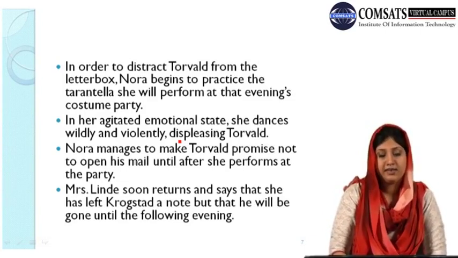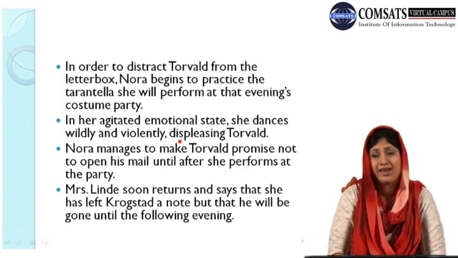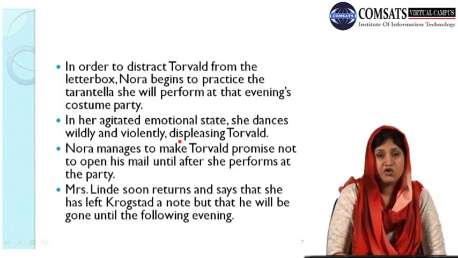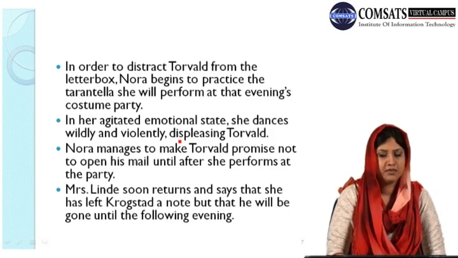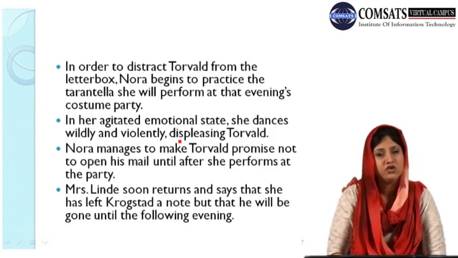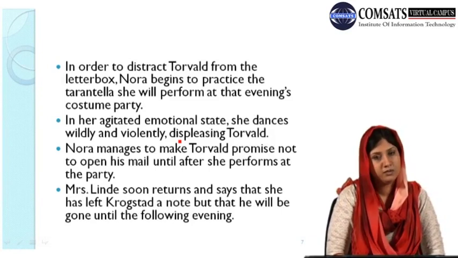In her agitated emotional state, because we understand that Nora is not only tense, she is angry, she is upset, she is afraid, so all these emotions make her agitated. And in this disturbed emotional state, she dances wildly and violently. And this displeases Torvald, and Torvald, in return, tells Nora that she's not being good at the dance. Nora manages to make Torvald promise not to open his mail until after she performs at the party.